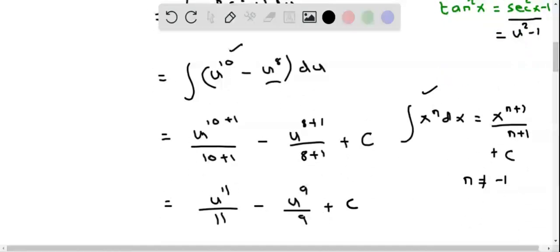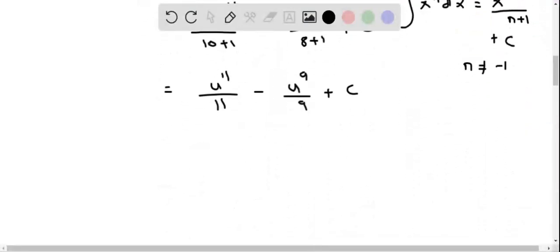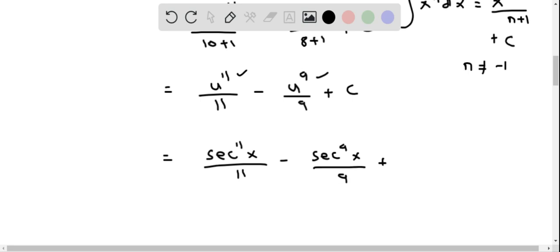Now we should do the back substitution for u because we have done the u substitution. So u is secant x. So therefore replacing u by secant x, we will have secant to the power 11 of x divided by 11, minus secant to the power 9 of x divided by 9, plus the constant of integration c. And so this is the result of the given integral.